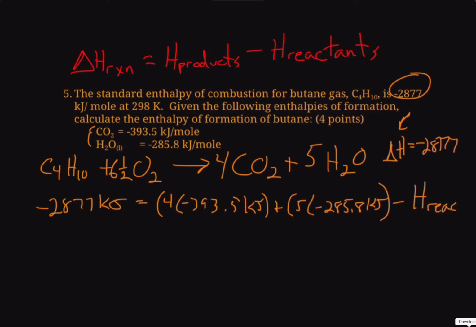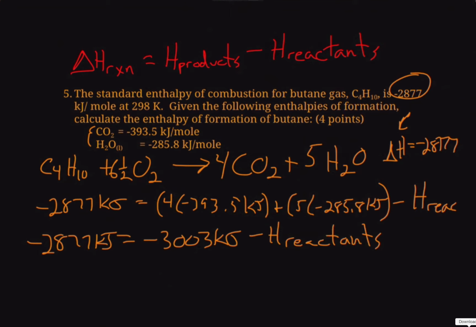Alright, so when we do that math out, we end up with negative 2877 kilojoules equals negative 3003 kilojoules minus the heat of the reactants. And subtract on both sides. We've got negative 2877 minus 3003, or minus negative 3003. We end up with 126 kilojoules equals the heat of the reactants.